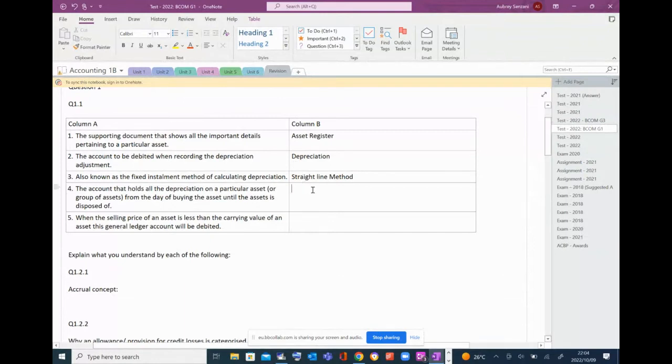Then the next one, the account that holds all the depreciation on a particular asset from the day of buying the asset until the asset is disposed of. Again, this is one you should have gotten. What's the answer? Accumulated depreciation.